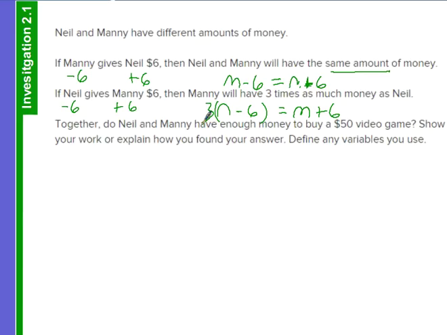Let's solve them. I'm actually going to solve them 3 different ways, because why do 2 when you can do 3? First, let's do the simplest, but probably the most work-intensive, graphing. So we have the statement m minus 6 is equal to n plus 6, and I really want to get this into an equation that's easy to work with. So I'm going to get this into, I don't know, standard form. I'm going to add 6 to both sides and subtract n, and I will get m minus n is equal to 12.